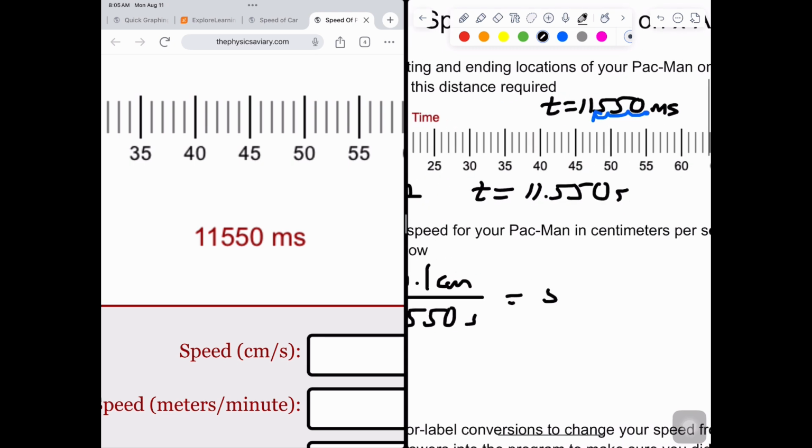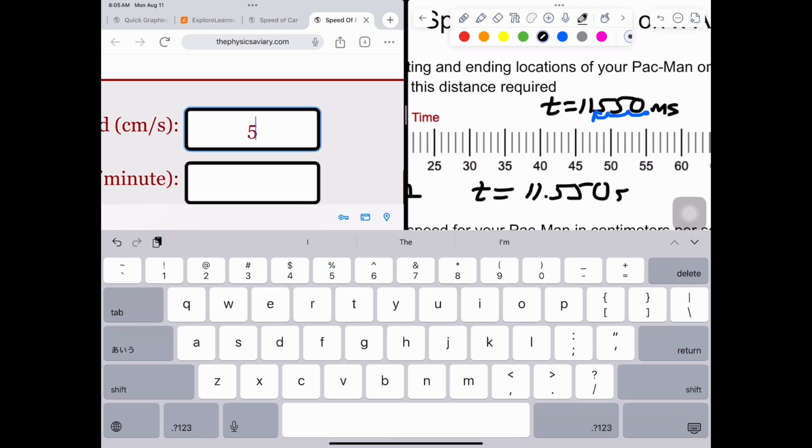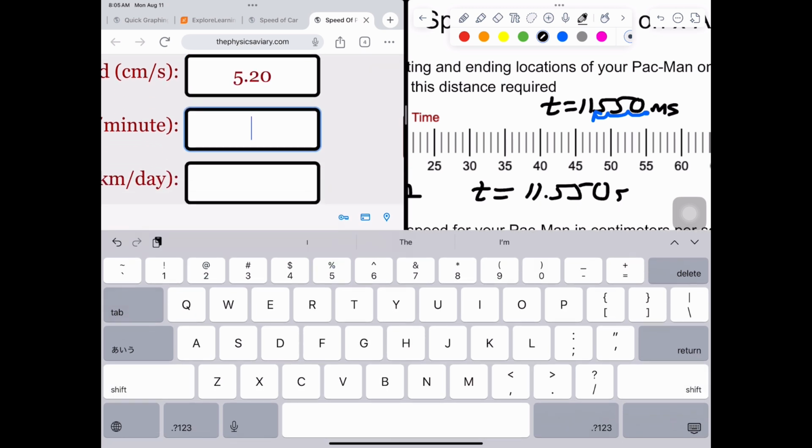Okay, now I'm getting about 5.20 centimeters per second. Remember, don't put my times in here. Your times are going to correspond to when you started and stopped your Pac-Man.